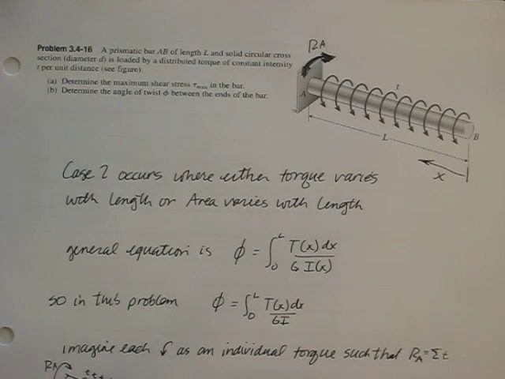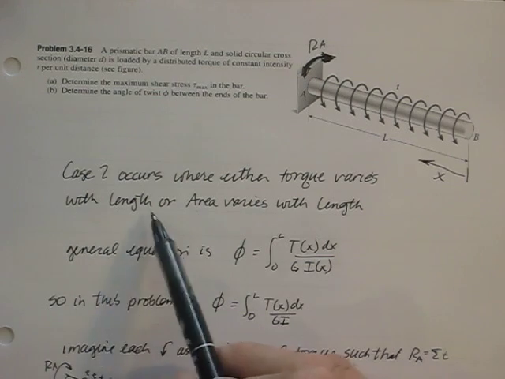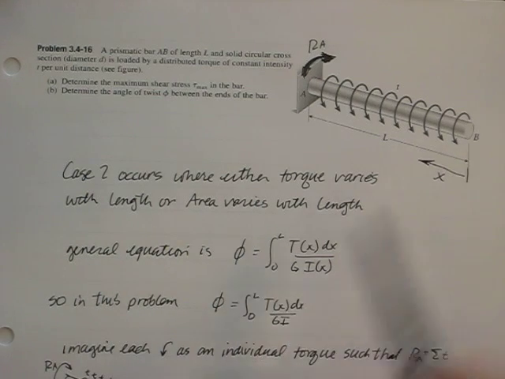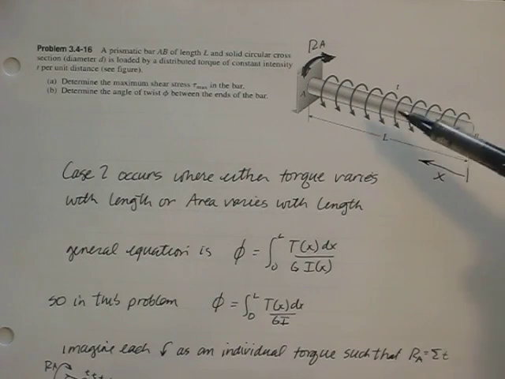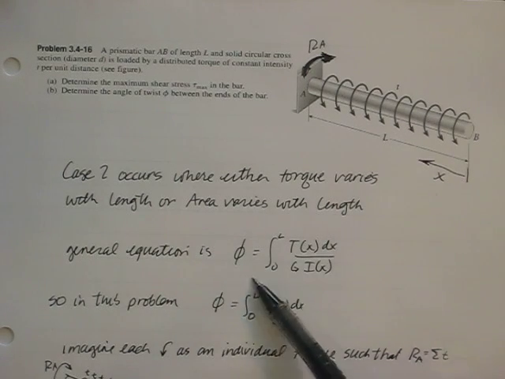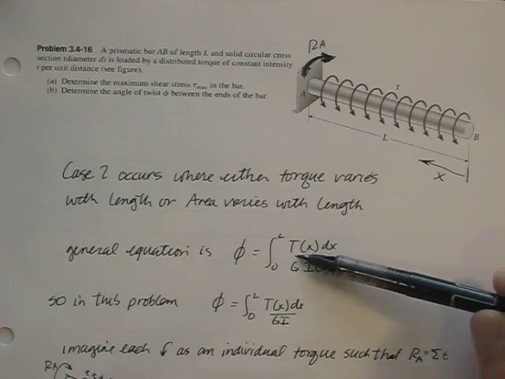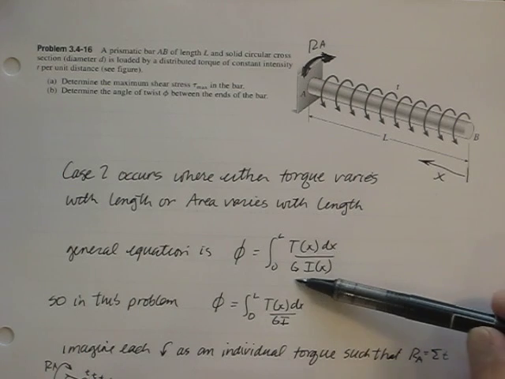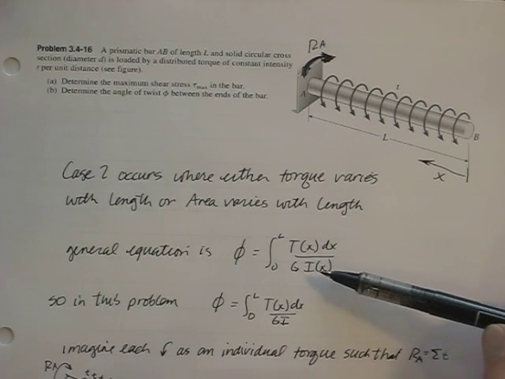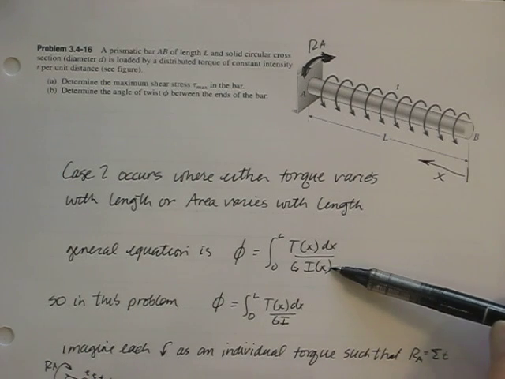All right, so now I want to consider case 2. Case 2, as the book describes it, is where either the torque varies with length or the area of the bar varies with length. And the general equation is that phi is the integral from 0 to L of T as a function of x dx over G times I as a function of x.